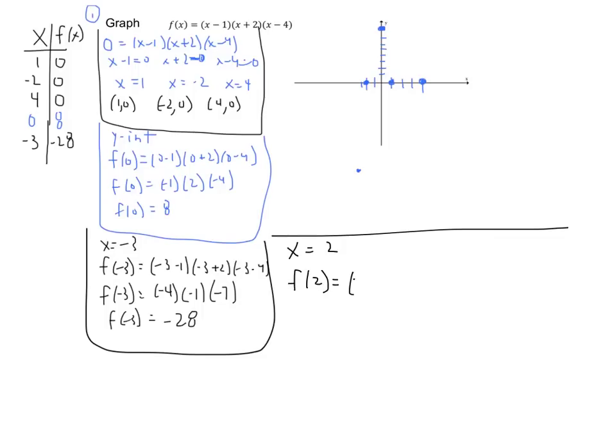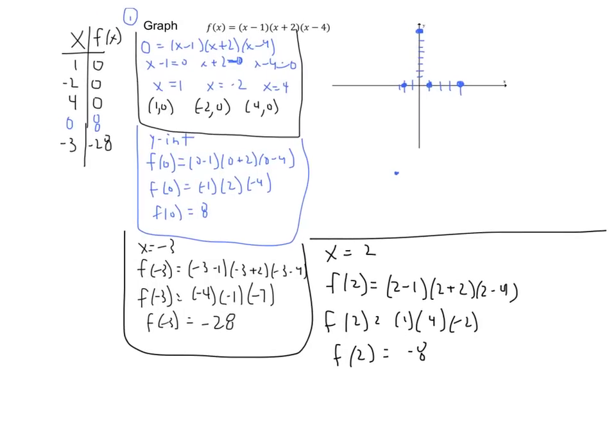All right, here's what you should have. You should have 2 minus 1 times 2 plus 2 times 2 minus 4, which is 1 times 4 times negative 2. So f of 2 should be negative 8. Okay, so if we go back to our table, we found another point, (2, -8). And so (2, -8), where's that? 2, 1, 2, 3, 4, 5, 6, 7, 8. So somewhere about here.